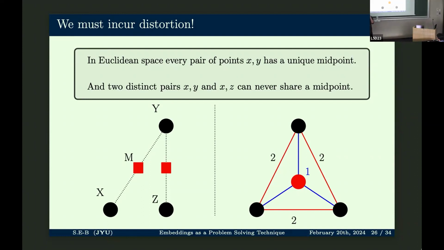So every pair has a unique midpoint, and 2 pairs that share an endpoint cannot have a shared midpoint. But both of these facts are something that you can break in metric spaces. You can come up with simple spaces where you have non-unique midpoints, and simple spaces where 2 pairs share a midpoint. And here on the right, you see one example. This is a simple space that does not embed.